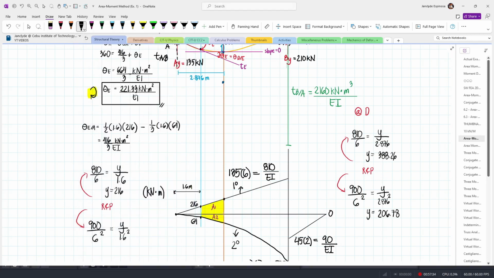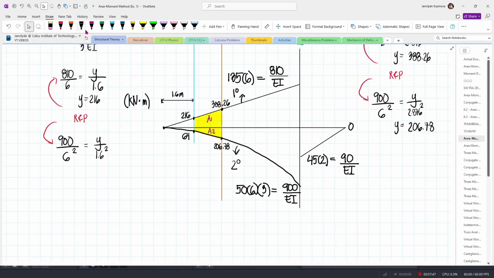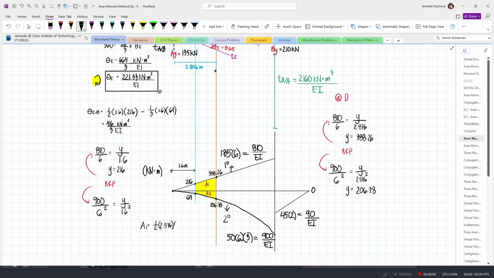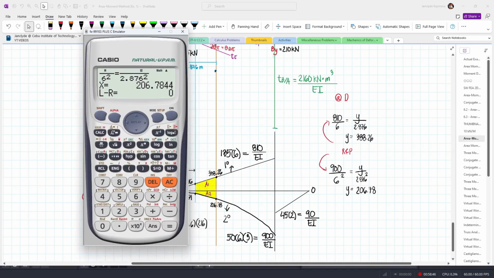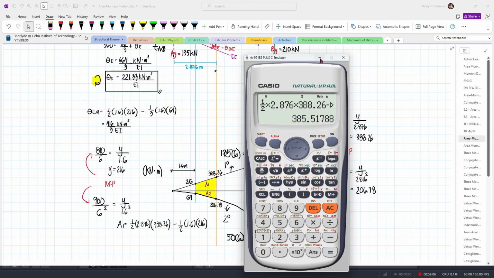So here we have 388.26, and then this is 206.78. Now solving A1 and A2, this whole triangle is equal to, we have here A1, the whole triangle is 1/2 times a base of 2.876. Again, ito yung base natin, times a height of 388.26. Or you can just use the area of a trapezoid. Depende na yan sa'yo. And then minus this small triangle, we have 1/2 times a base of 1.6 times a height of 216. Now this gives us 385.52.